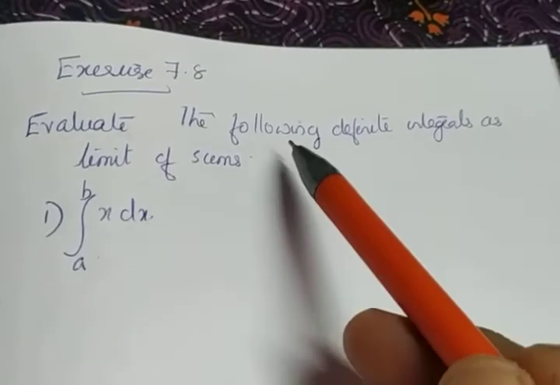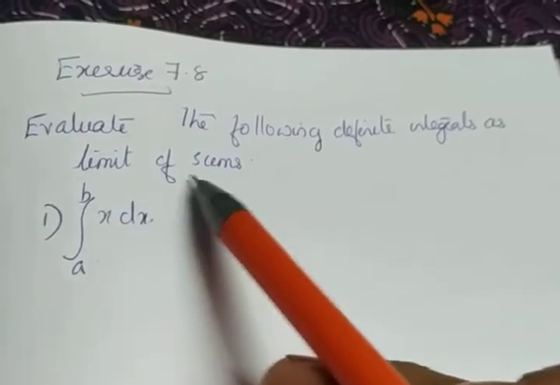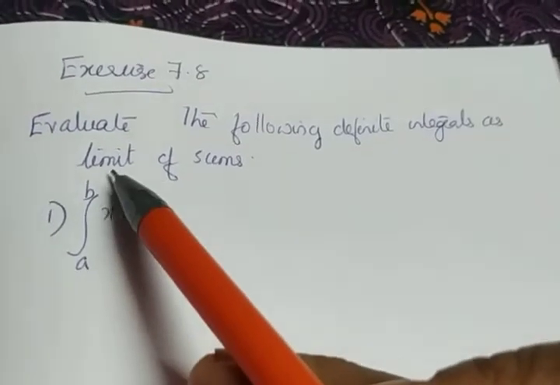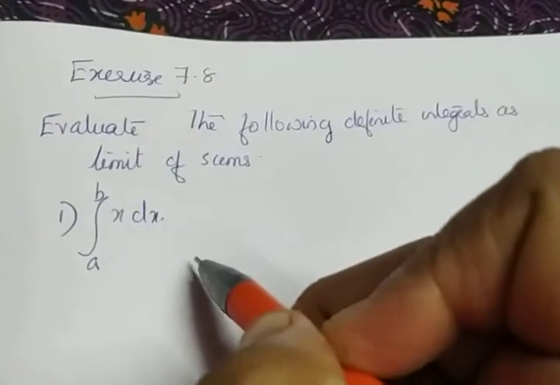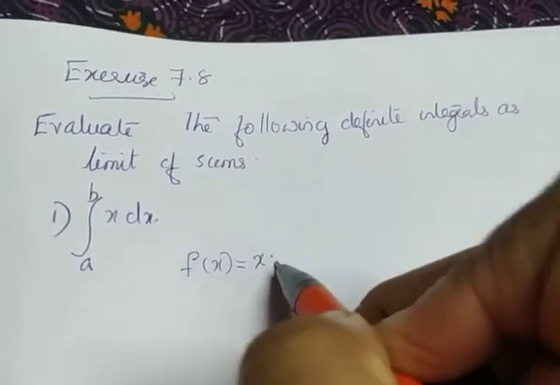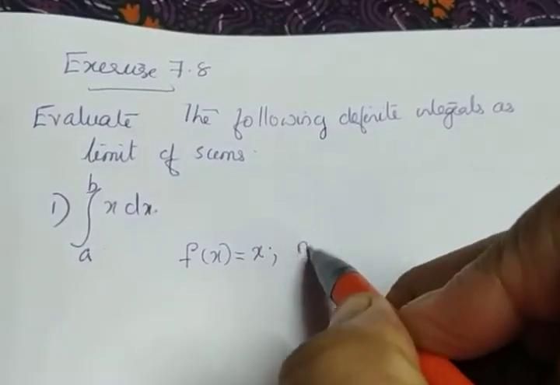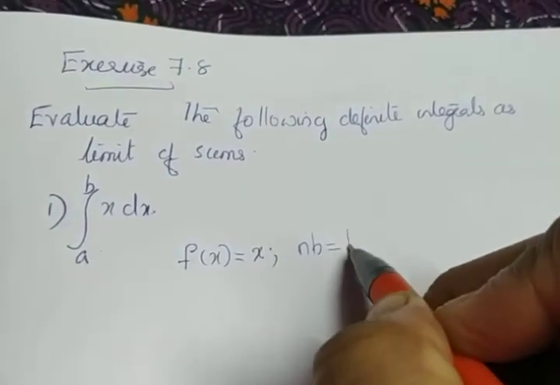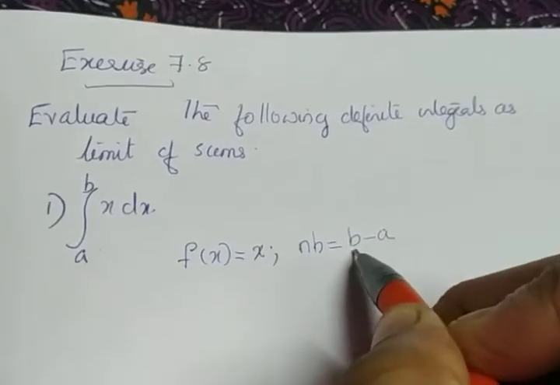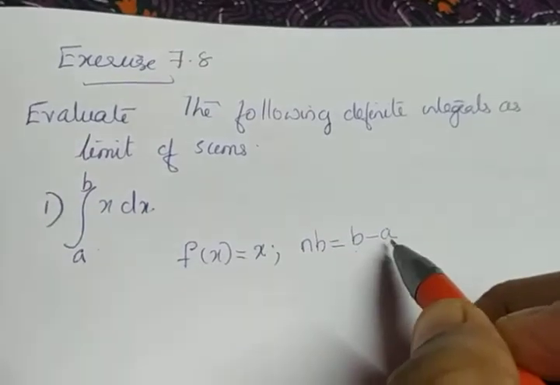So here the question is to find the integral, but we have to apply the method of limit of sums. To use this method, what we have to do first is write f of x. The function given is x. The lower limit is a and upper limit is b. We will find nh. N into h will be equal to b minus a. B minus a means upper limit is b, lower limit is a.